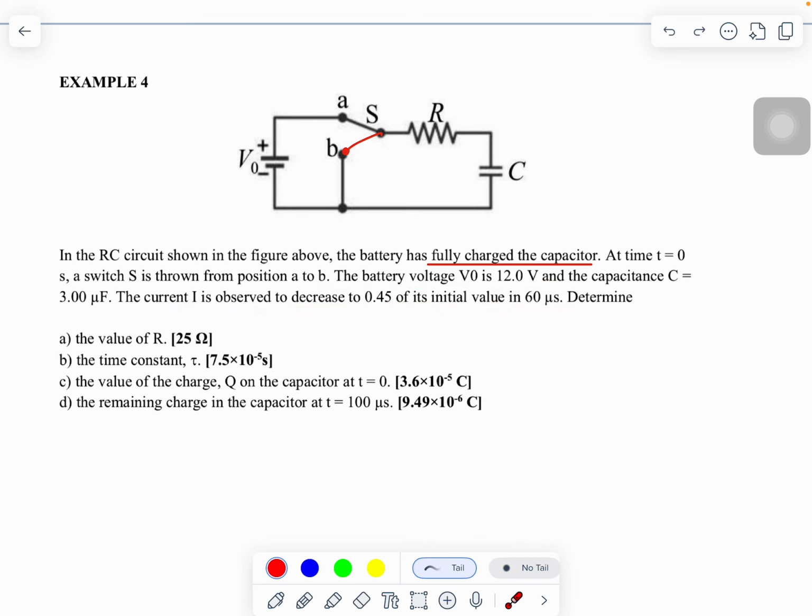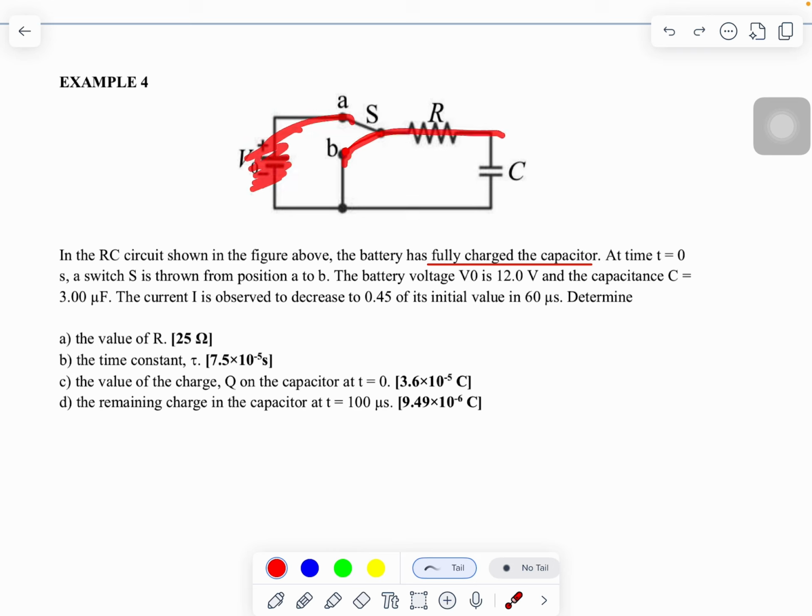Okay, so dalam situasi ni apa yang berlaku adalah the capacitor is already fully charged. Awal-awal lagi dia sudah fully charged. And then apa yang berlaku bila switch tersebut is being thrown from position A to B. Mula-mula dia dekat A kan. Masa dia dekat A, dia tengah charge lah. So dia charge sampailah capacitor fully charge. So selepas dia charge, dia pergi position B. Maksudnya dia sudah disconnect daripada battery.